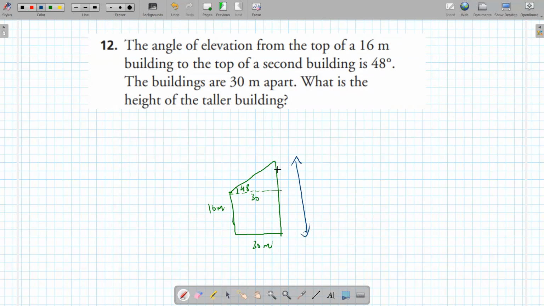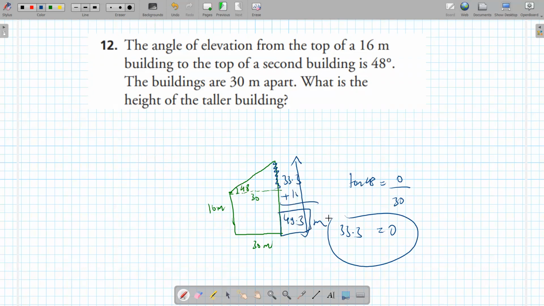I mean, it's pretty easy. You just find this, right? And then you add 16. So to do that, that's the opposite. So tan 48 equals the opposite over 30. So opposite is going to be tan 48 times 30, which is 33.3. So that's just this. And then you want to add that with 16 to get a final answer of 49.3 meters for the length of the entire building. And you are done with this question.